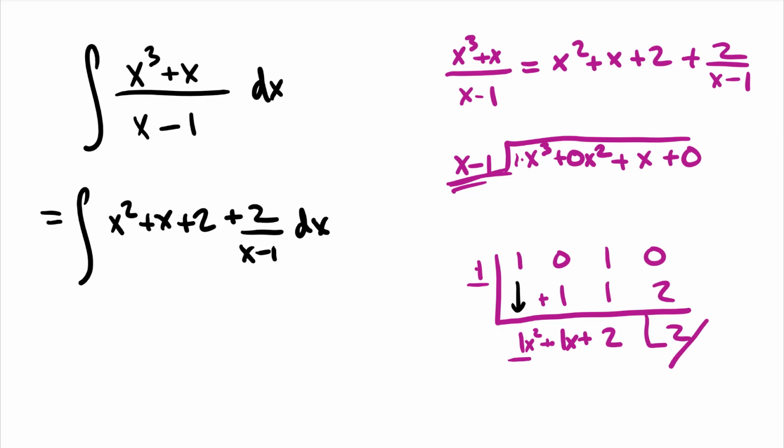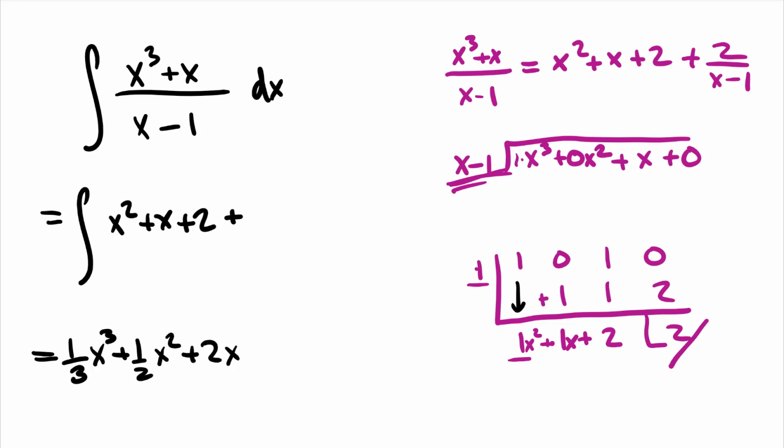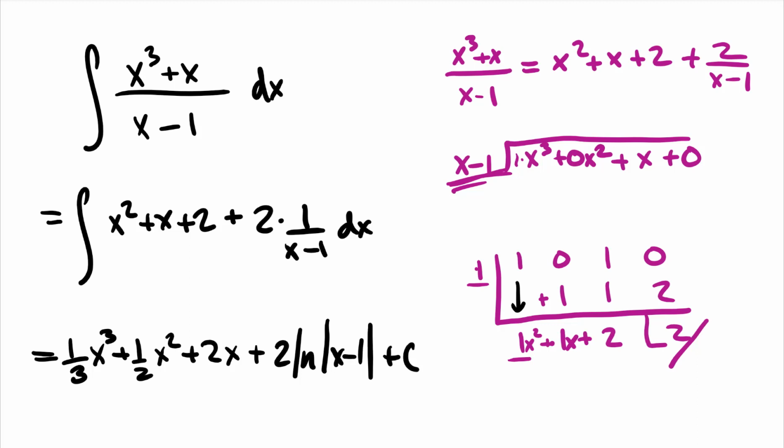And that's about as straightforward as they get. So we add 1 to our exponent and we divide by that number. We add 1 to the exponent and we divide by that number. We give this one an x. And lastly, we have 2 times 1 over x minus 1. Well, the antiderivative of 1 over x minus 1 is just the natural log of the absolute value of x minus 1. And don't forget your plus c. And there we go. Just a little bit of synthetic division or long division.